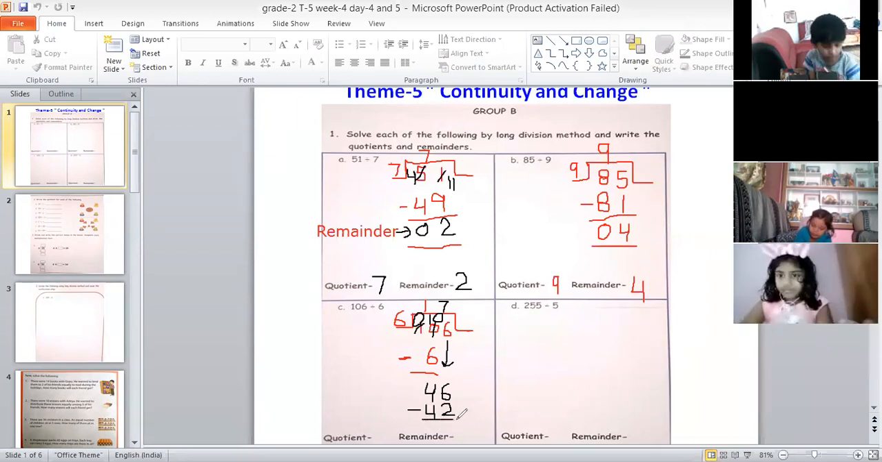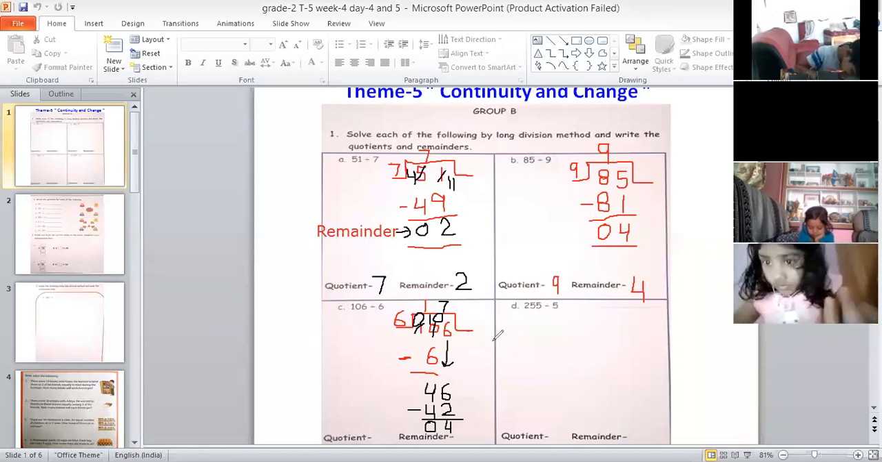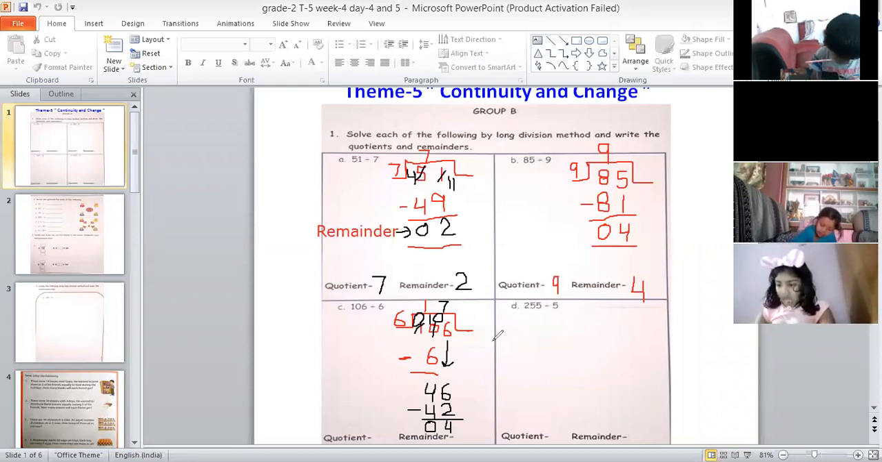Okay, Aryan, now tell me 6 minus 2. 4. So we will write 4 here. And 4 minus 4? 0. Very good. That's correct. Okay, Aryan, now tell me what is the quotient and what is the remainder? Remainder is 4 and 17 is the quotient. Very good. That's correct. Yes, children, 17 is your quotient and remainder is 4.